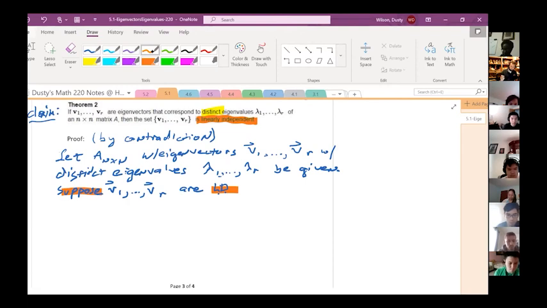But the contradiction is actually going to be to this statement here, that we're going to have distinct eigenvalues. And so what we'll show is that there's no way to have distinct eigenvalues and have those be linearly dependent. So at the end of the day, we're going to show that all the lambdas have to be different than each other. Okay.